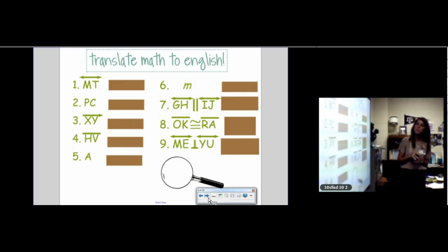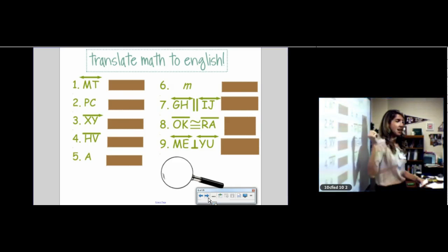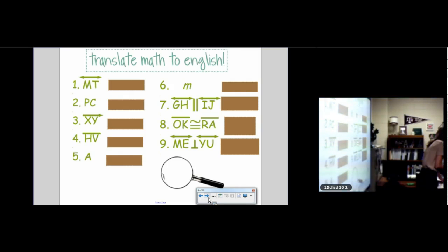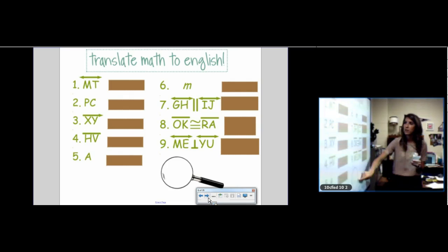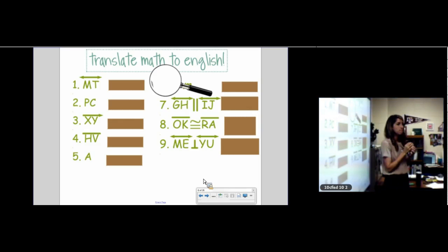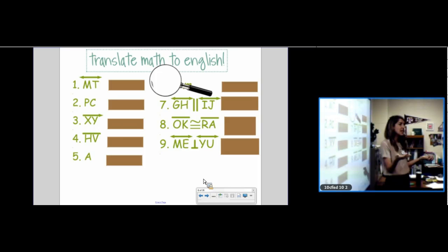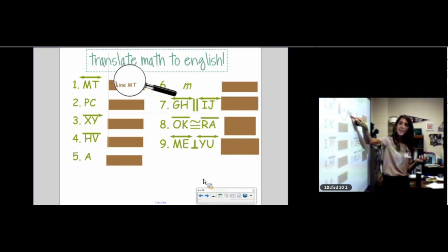This is fun. I'm going to call on people, and I want you to be translators. You're not going to translate from English to Spanish. You're going to translate from math language to English. Let's start with Alejandro. If someone was asking what this meant, what would you tell them it means? Just name it. Say it out loud. What would you call this? Line MT. See? Cool.